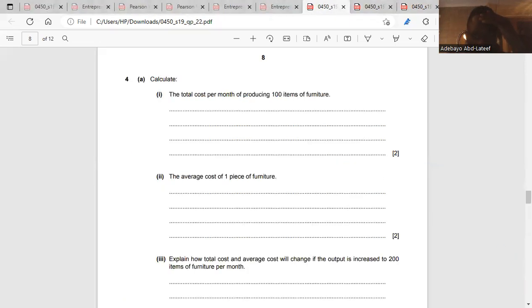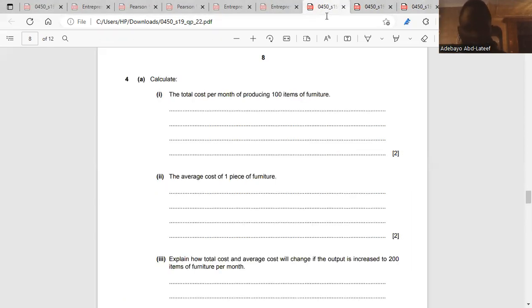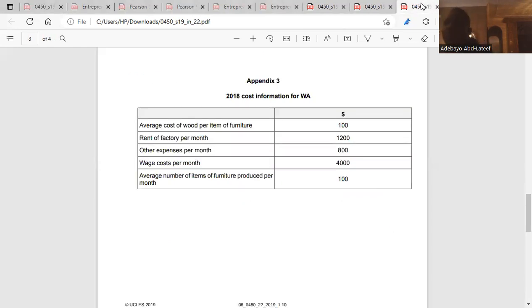And the third question says, explain how total cost and average cost will change if the output is increased to 200 items per month. If output increases, it means that the firm will also incur more cost, especially for the variable cost. The fixed cost will remain, but the variable cost will increase.